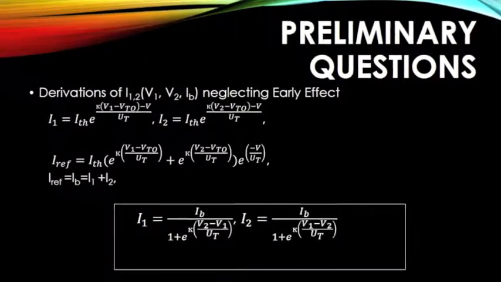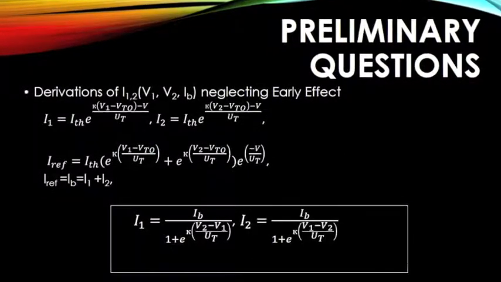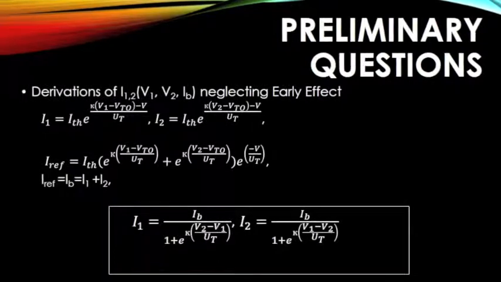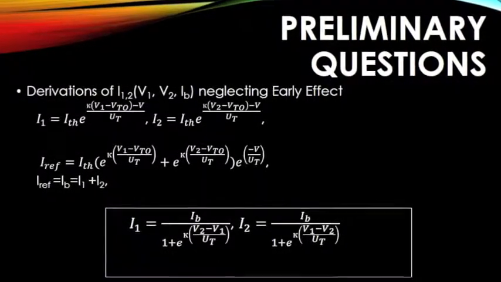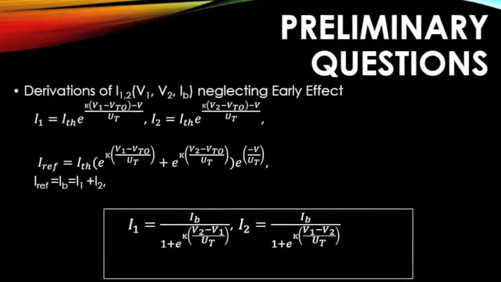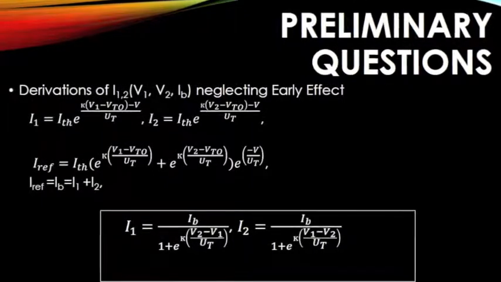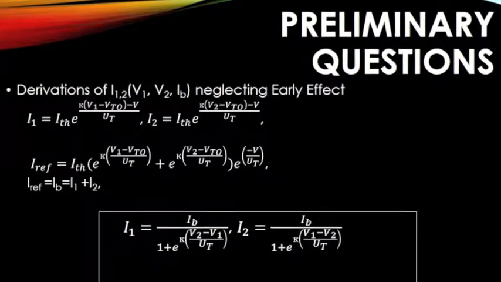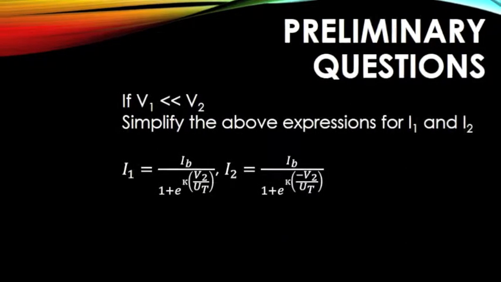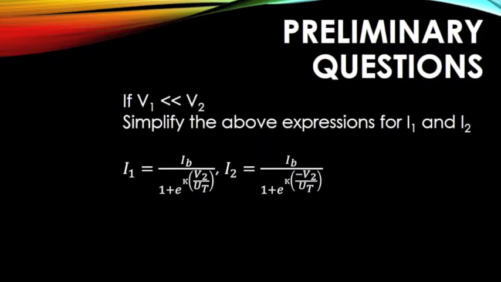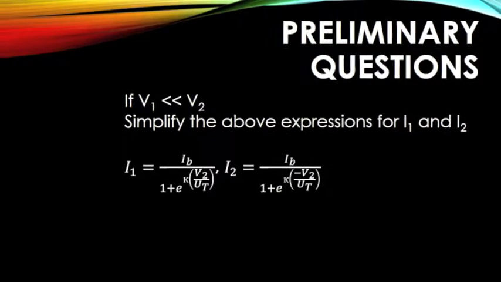We move on to deriving the currents I1 and I2, neglecting Early effect. From a general equation for Iref and a constraint on Iref equaling I1 plus I2, we can get the equations for I1 and I2 as described below. We notice that when we assume V1 to be much less than V2, the currents can be simplified in terms of V2 alone.